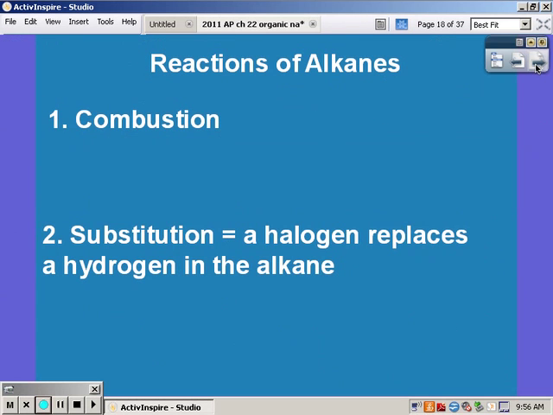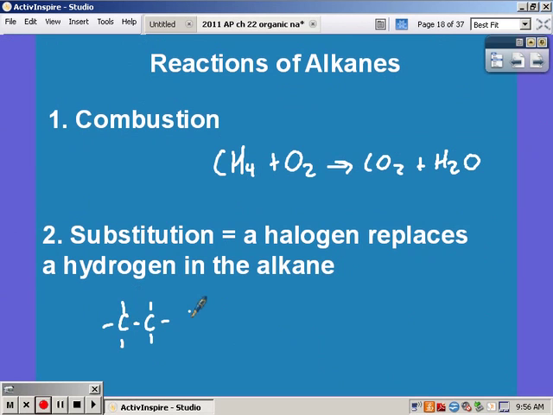There's 3 reactions of alkanes that you need to know. The first one is combustion. A hydrocarbon plus oxygen yields carbon dioxide and water. Substitution is when a halogen replaces a hydrogen in an alkane.